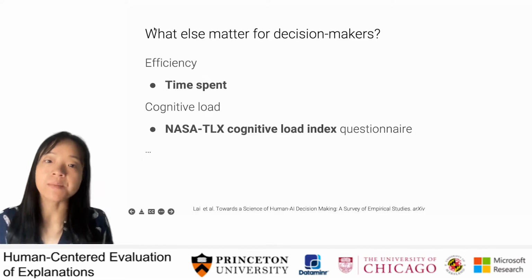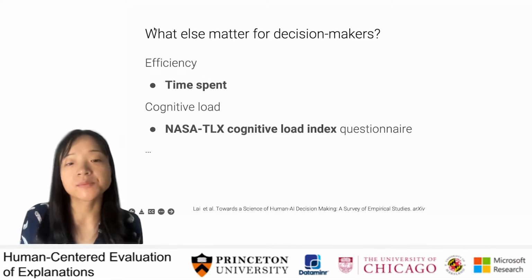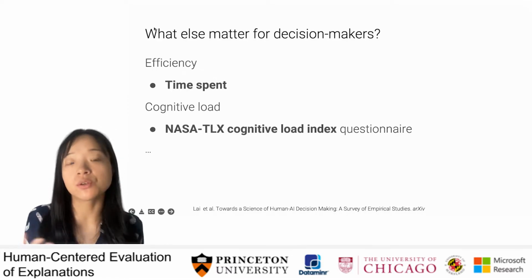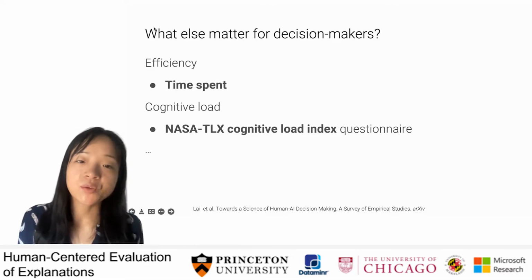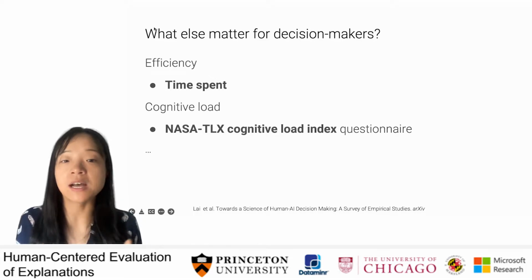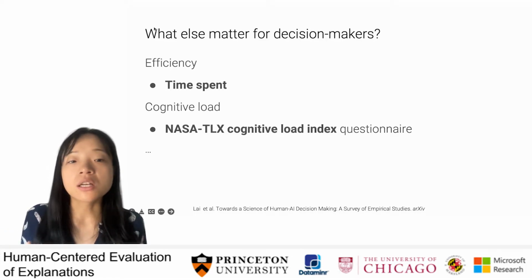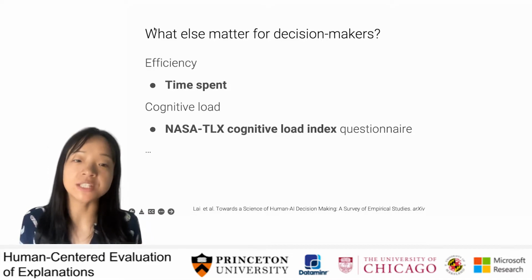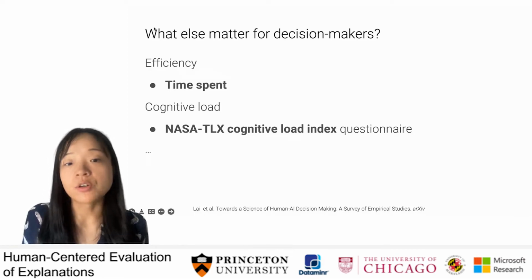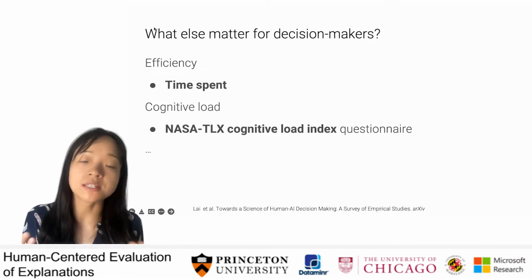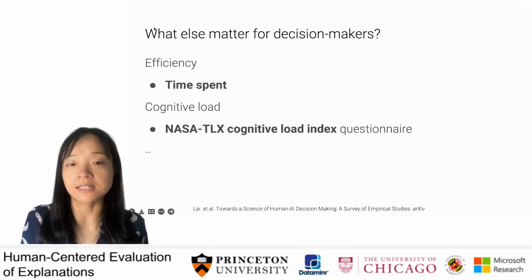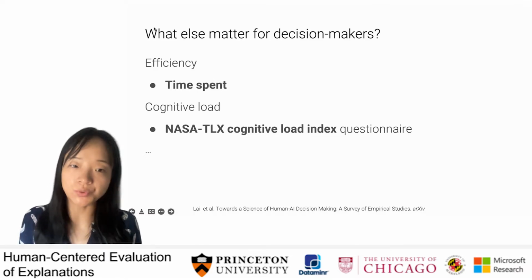What else matters for decision makers? I want to mention two things, and you can find other measurements in this recent survey paper by Lai et al. on empirical studies of human-AI decision making. One is decision efficiency, which can be measured by how much time one spent on making the decisions. The other is cognitive load, which is commonly measured by a subjective questionnaire called NASA-TLX. Some explanation forms may significantly increase the required time or cognitive load for decision makers. Those can be the downsides to applying them for decision support use cases.